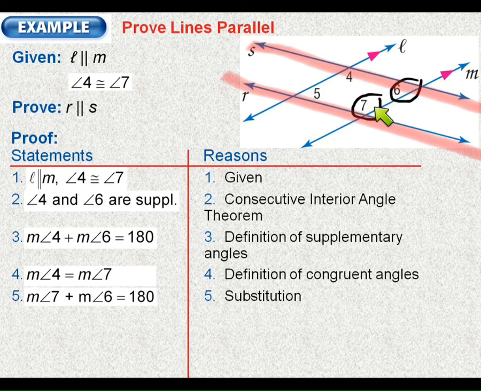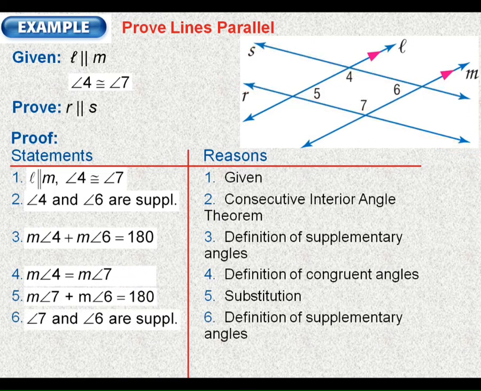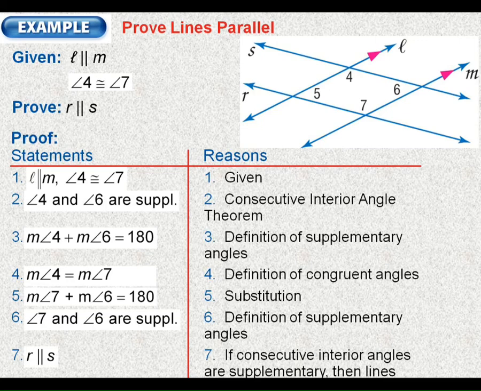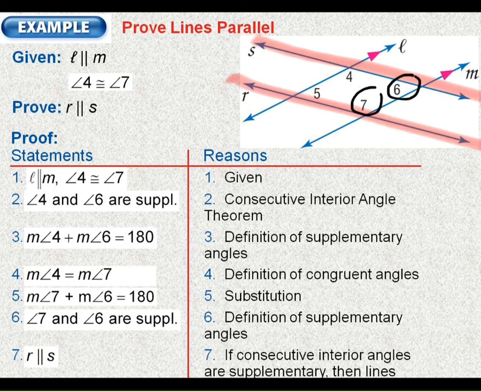Since 6 and 7 add to 180, I know they're supplementary, right? Therefore, since they're supplementary, R has to be parallel to S. Because I'm looking at these two lines, these two angles are supplementary. They add to 180. So since the consecutive interior angles add to 180, or since they're supplementary, R is parallel to S.